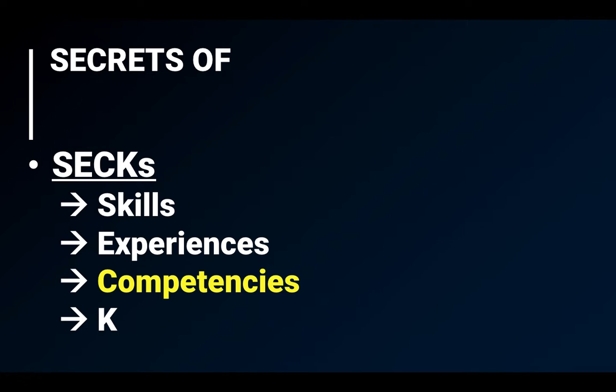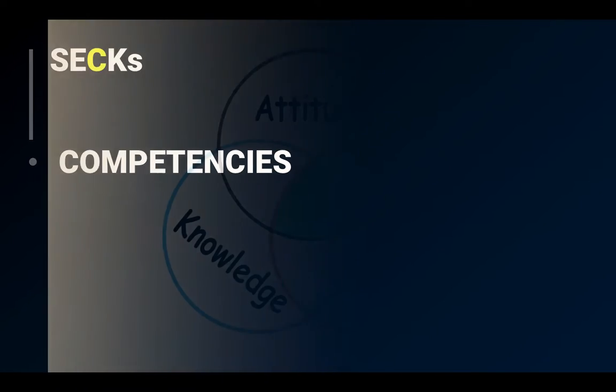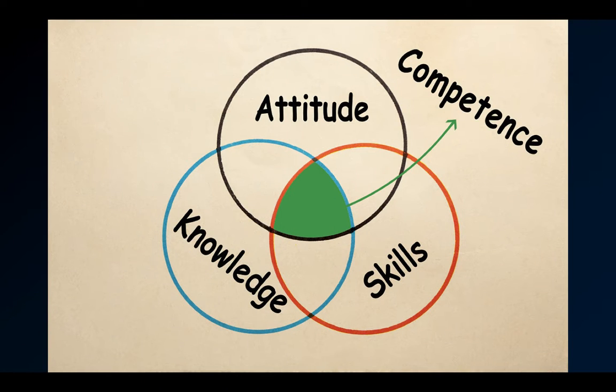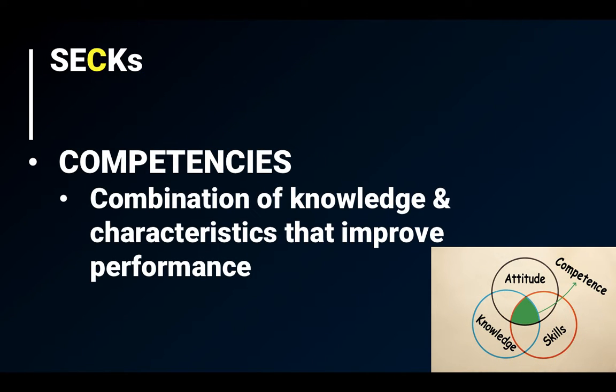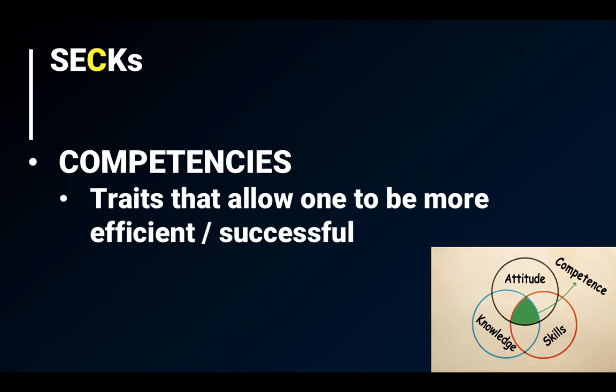and that's what you need to focus on for your resume. How about the C, competencies? So this is a word that we don't hear every day, and I'm just going to give you a little picture to illustrate. It is a combination of one's attitude combined with their knowledge and skills, and that is what we call a competence or competency. So just to put that into words, it is a combination of knowledge and characteristics that improve one's performance. In other words, these are the traits that allow somebody to be more efficient and successful on their job.